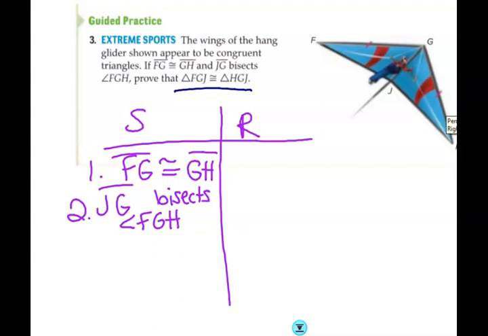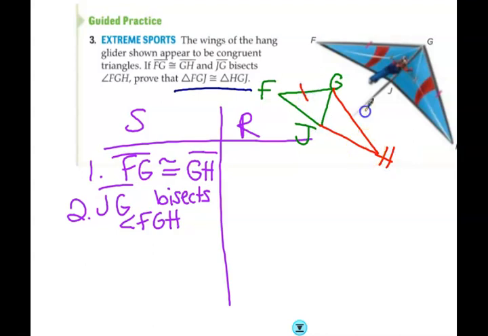So we've got to see what we know and then go from there. With this image, it's kind of funky to see, so I'm going to redraw it so then I know what I'm looking at. So I've got FGJ, and then I have GHJ, and I'm going to get after it. FG is congruent to GH, and then I have JG bisects FGH. So that says something about these two angles. And then I need to prove that this side is congruent also.